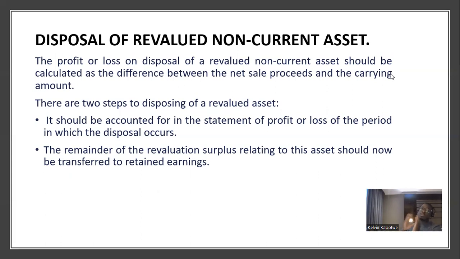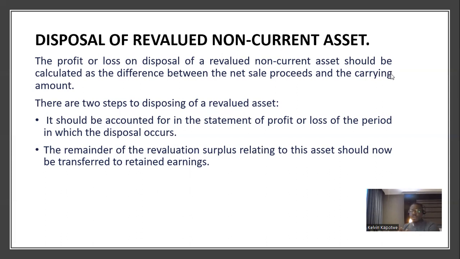Okay, so there are two steps to disposing of a revalued asset. It should be accounted for in the statement of profit or loss of the period in which the disposal occurs. So when you dispose of an asset, you must account for it in the P&L in the particular year that you dispose of that asset. So you are going to recognize that income in the P&L.